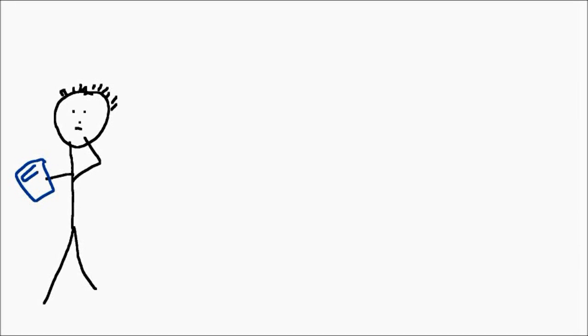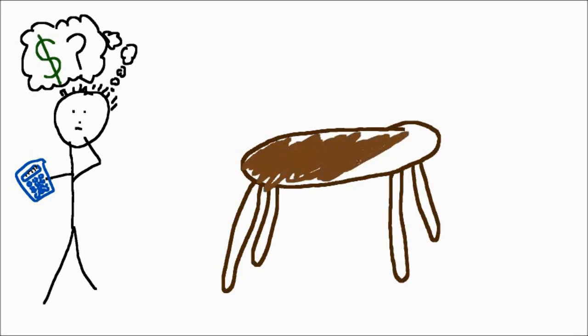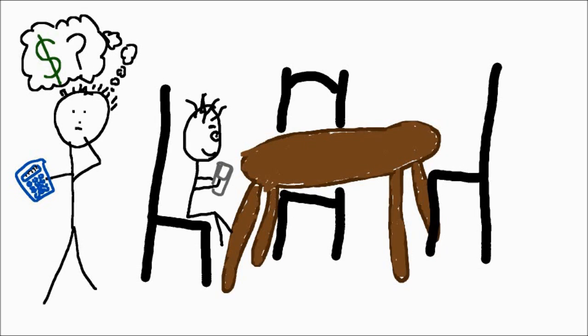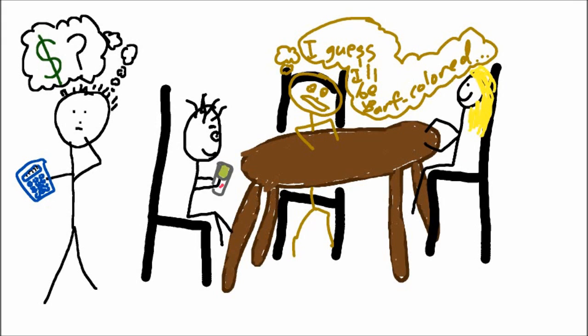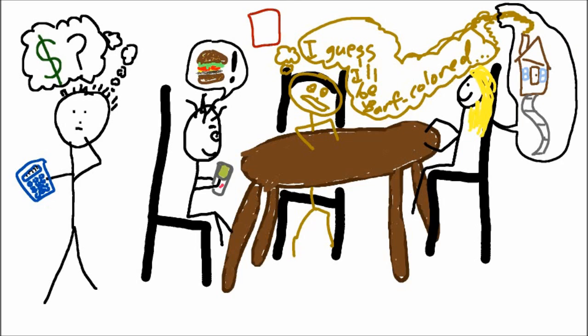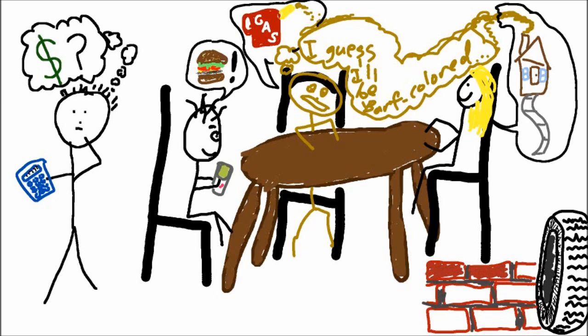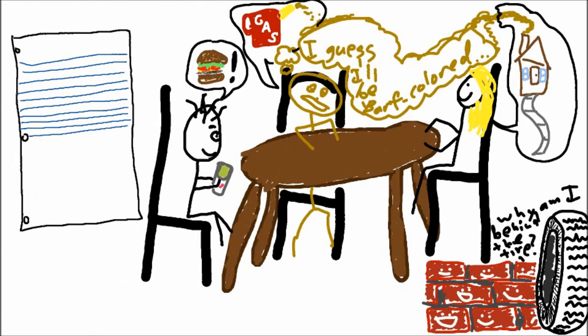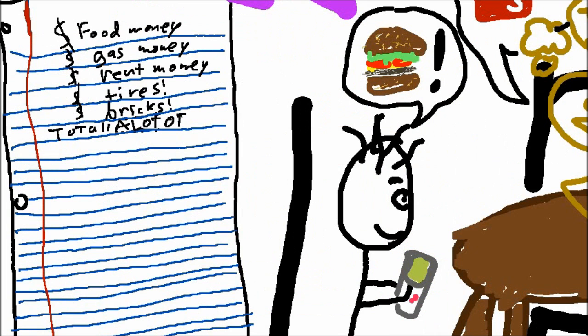Say you're creating a family budget. You gather the family around the dining room table to discuss how to spend the limited family funds. Some stuff you can assume you'll need to spend on a regular basis, like food, rent, and gas. Other things you would only purchase as needed, like new tires or bricks. Each month, you add up your regular expenses and the as-needed expenses, and figure out how much you'll be spending.